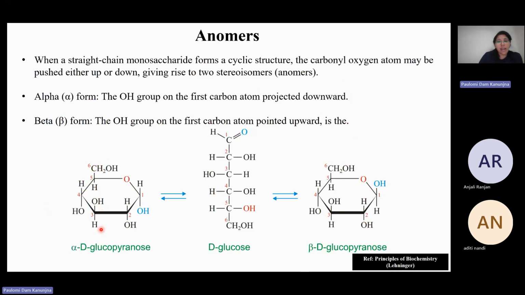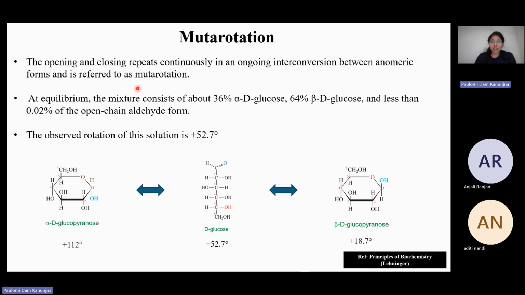Right, and this alpha and the beta, these are the anomers. So we have seen epimers, we know anomers, we know enantiomers, and we will also see what is called mutarotation. Mutarotation is basically the opening and the closing. So this is open form, this is closed form. So the opening and the closing repeats continuously in an ongoing interconversion between anomeric forms. So if you have alpha D-glucopyranose, it can open up to form D-glucose. It can again close to form beta or open up to form D. So this interconversion takes place. And when you look at their specific rotation, they have their own values of specific rotation.